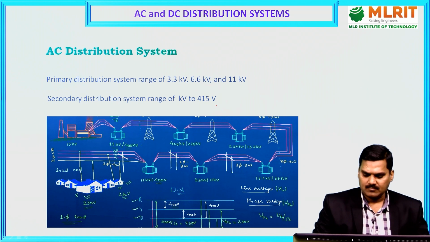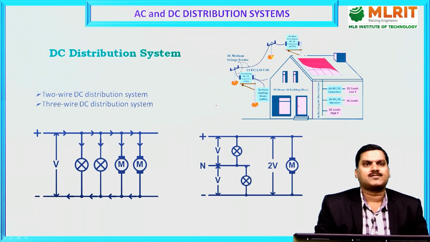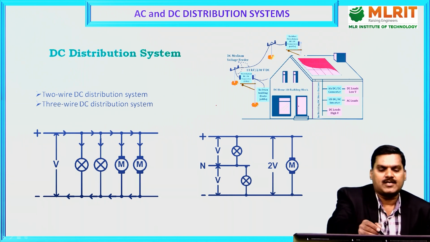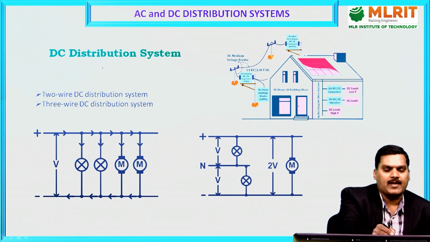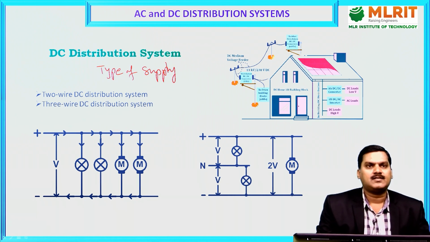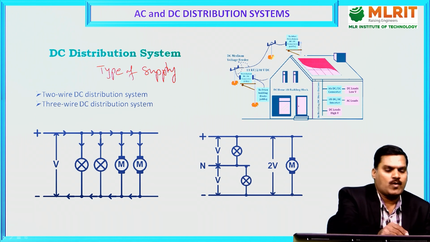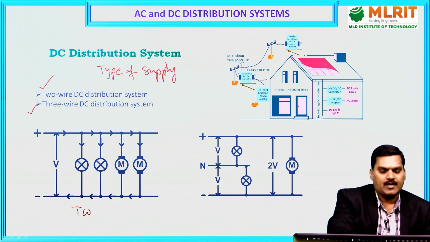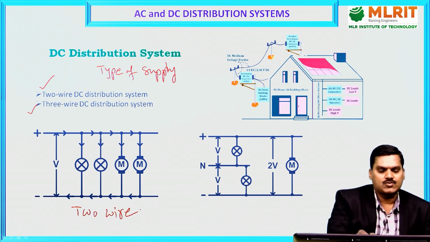Next, coming to the DC distribution system. So, this is also one kind of classification, which comes under type of supply. One is AC distribution, the second one is DC distribution. In this, again we have two types of classification: one is the 2-wire model and one is the 3-wire model. We can see this is a 2-wire model connection.